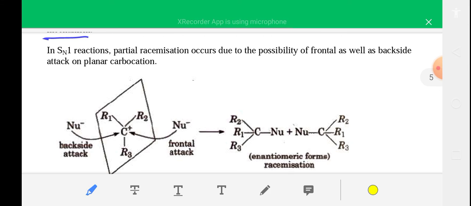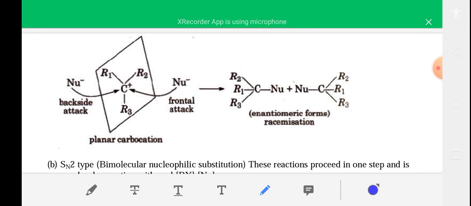In SN1 reaction, partial racemization occurs. Racemization, a mixture of two products of opposite configuration, you will get in SN1 reaction. So this is written: partial racemization occurs in SN1 reaction. This is due to possibility of frontal as well as backside attack on planar carbocation. In the first step, carbocation is formed, and in second step nucleophile attacks the carbocation, and there are two possibilities of attack, frontal attack and backside attack. For these two types of attack, you will get a mixture of two substituted products with opposite configuration. That's why this is written as in SN1 reaction racemization occurs.